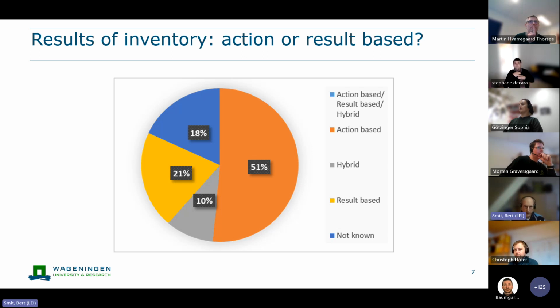Because in all these inventory parts, you see that some of the information that we were looking for was not known yet. 21% was result-based. Hybrid ones are also there, with a combination of action and result-based, so we found action-based, result-based, and hybrid schemes in this inventory.